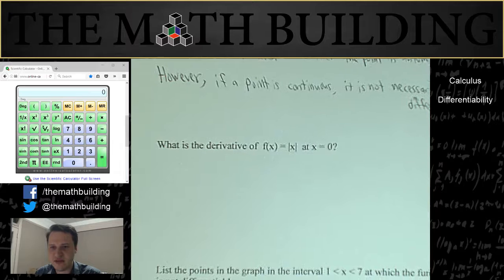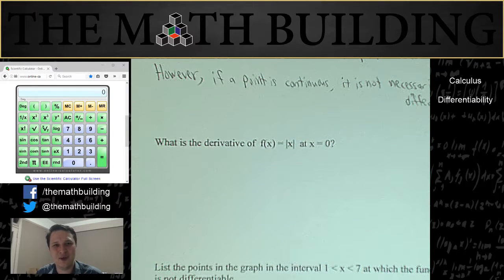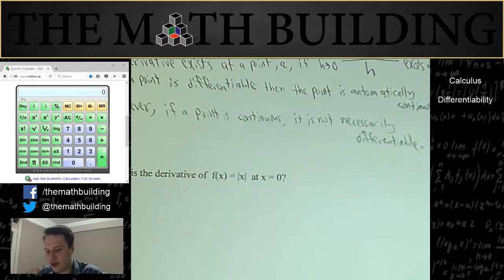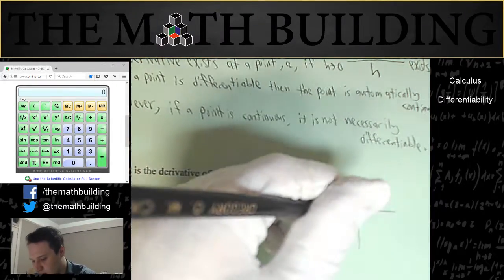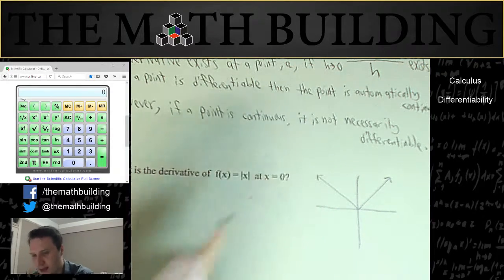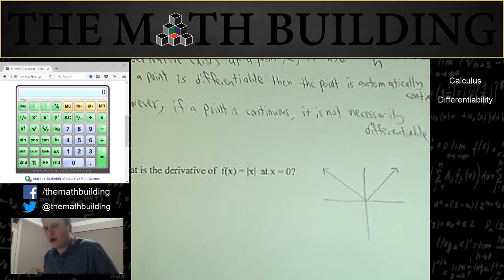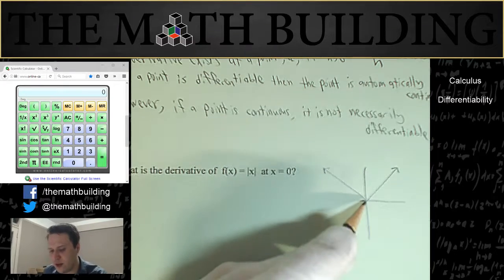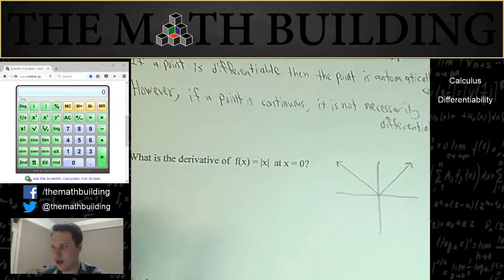What is the derivative of the absolute value function at the point x equals 0? Well, hopefully you know what the absolute value function looks like. Looks kind of like this. V. And we see that something strange happens at the point of 0. We see that it has that corner, that sharp bend, that sharp corner right there. So what's going on right there? What is the instantaneous rate of change at that corner?